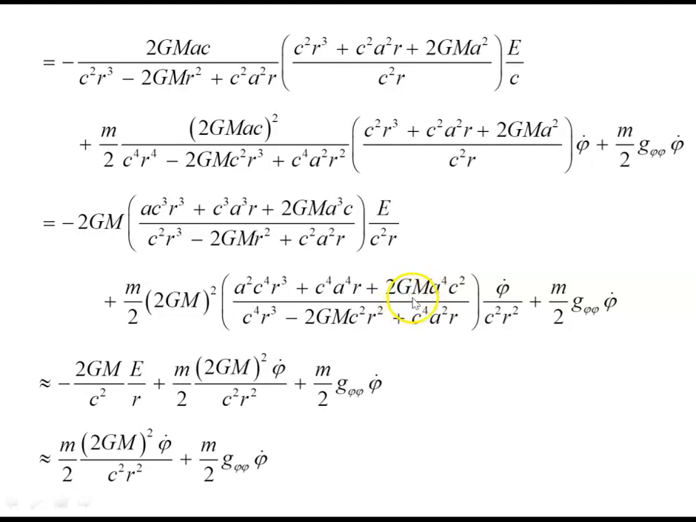It's an approximation we're going to make, which will simplify our expression, but it still plots well, as you'll see later. So we get minus 2GM on c squared times E on r. We get over here, this is 1, so we get m on 2 GM squared on c squared r squared phi dot, plus m on 2 g phi phi dot.